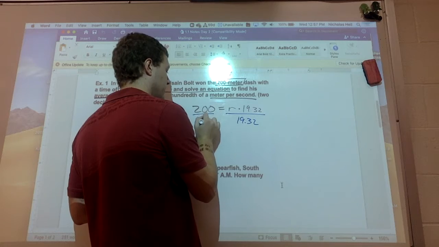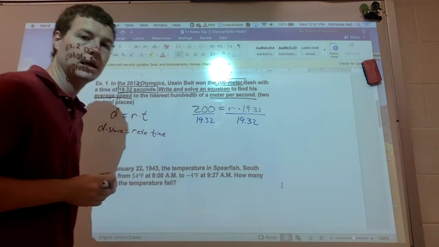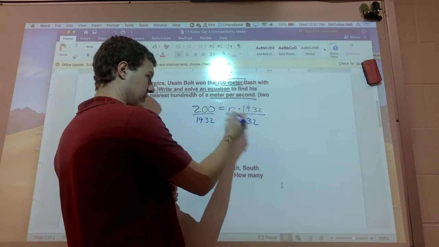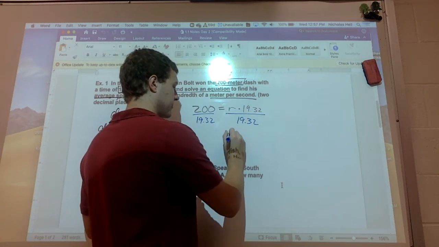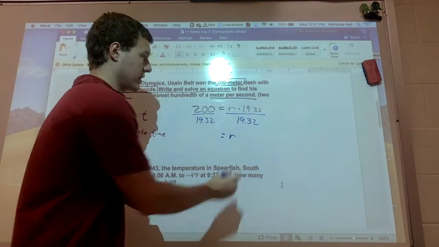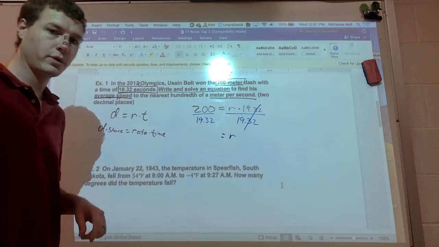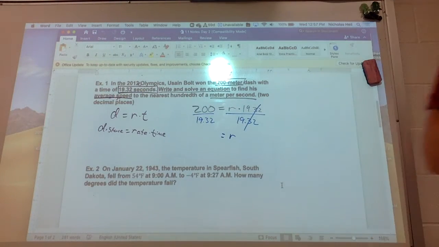If I do that on both sides, I hold equality, and that's what I really need to do. So what we do on one side, do on the other, and that gives me r, the thing left over, because my 19.32's cancel. What's 200 divided by 19.32? I want you to type that into a calculator, just as I am going to.